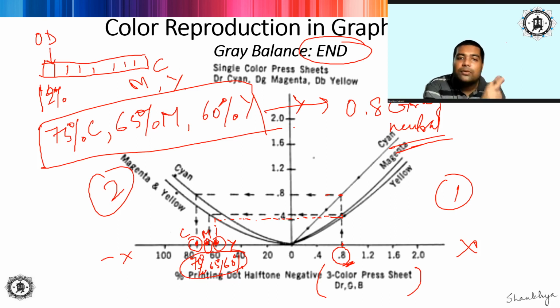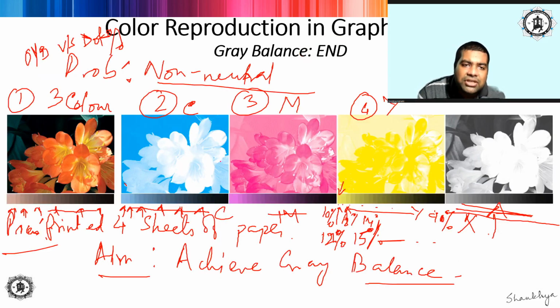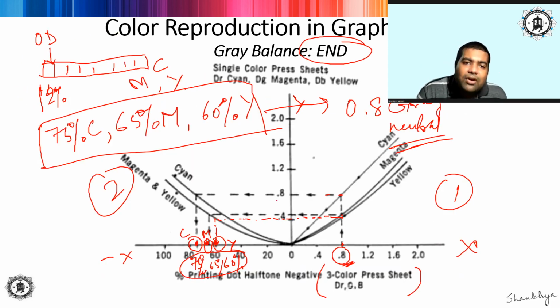Now, one question you might ask: but sir, this data that you've just shown, these plots, are obtained from a sheet which was initially not gray in nature. It itself was non-neutral in nature. So how come we are using the same plot and the same data in order to obtain the dot percentages of the subtractive primaries to get a neutral gray?